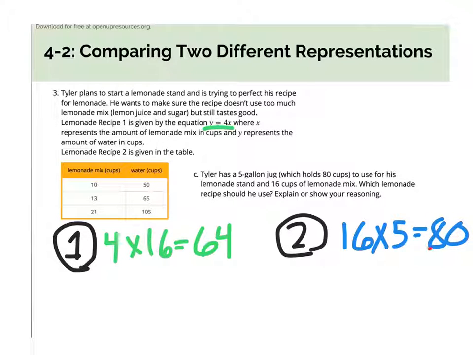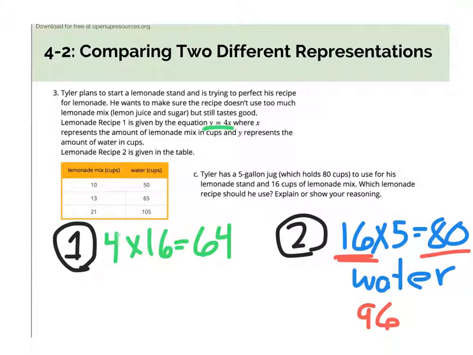This 80 actually only represents the water. We also need to account for the 16 cups of lemonade. That would give us a total of 96. 80 plus 16. What about recipe 1? We found we needed 64 cups of water for every 16 cups of lemonade. If I add those together, we get that perfect 80 cups. Whenever you start a lemonade stand, make sure you account not only for the cups of lemonade, but also the cups of water combined for your container.